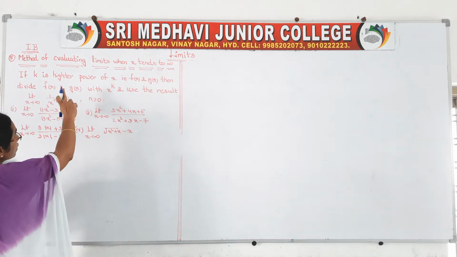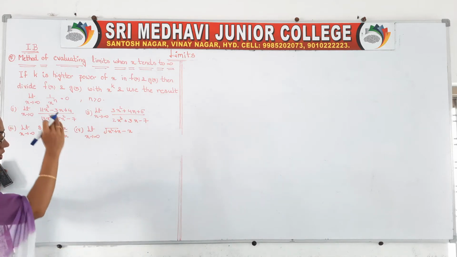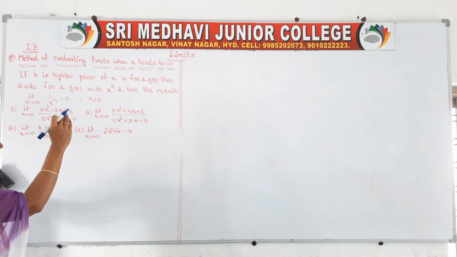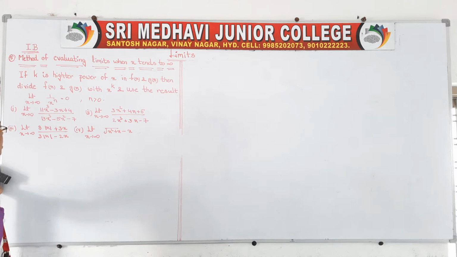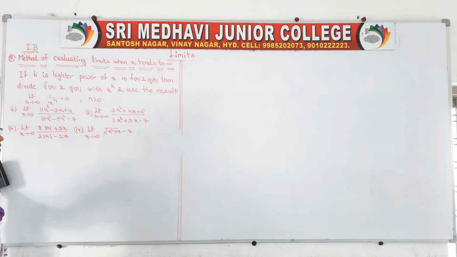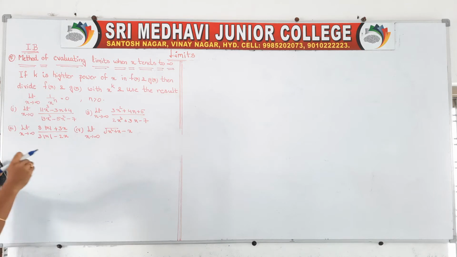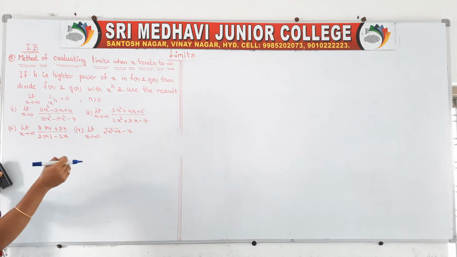So, the method of evaluating limits when x tends to infinity. In all these problems, your x will tend to infinity. Okay. So, how do we solve when x tends to infinity is given to you? Almost 90% of problems will be in the form of f of x by g of x, right. The numerator contains one equation in terms of x and the denominator contains one equation in terms of x.